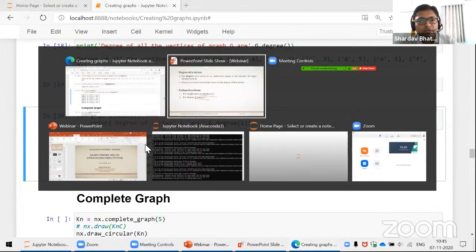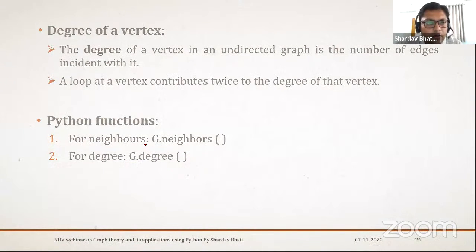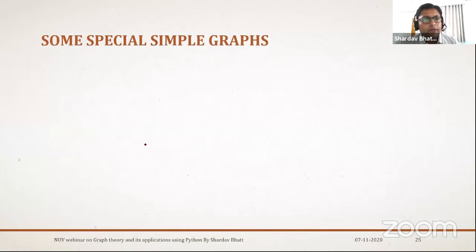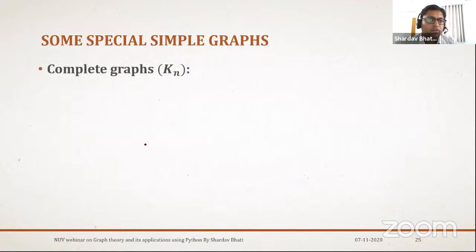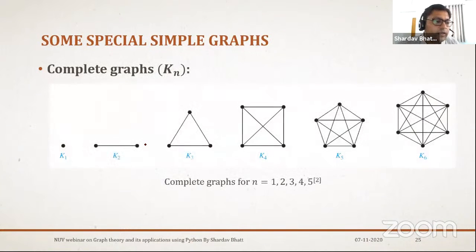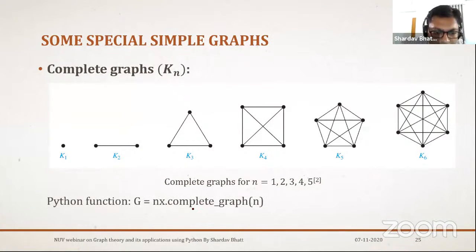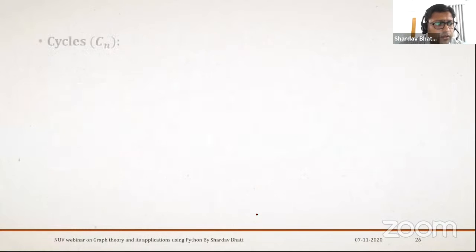Now we will see some different types of graphs. So some special simple graphs. First is a complete graph, which is denoted by Kn. A complete graph is nothing but a graph where there is an edge between every pair of vertices. And for that, the function is nx.complete_graph. You can see some complete graphs on your screen.